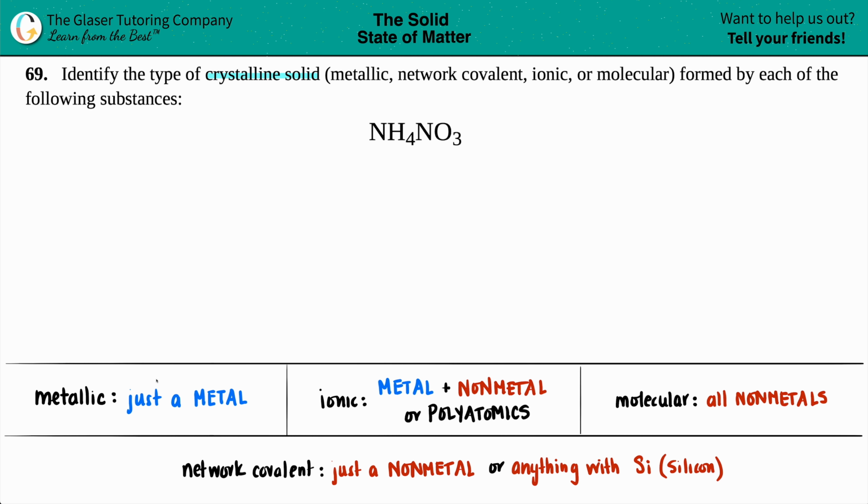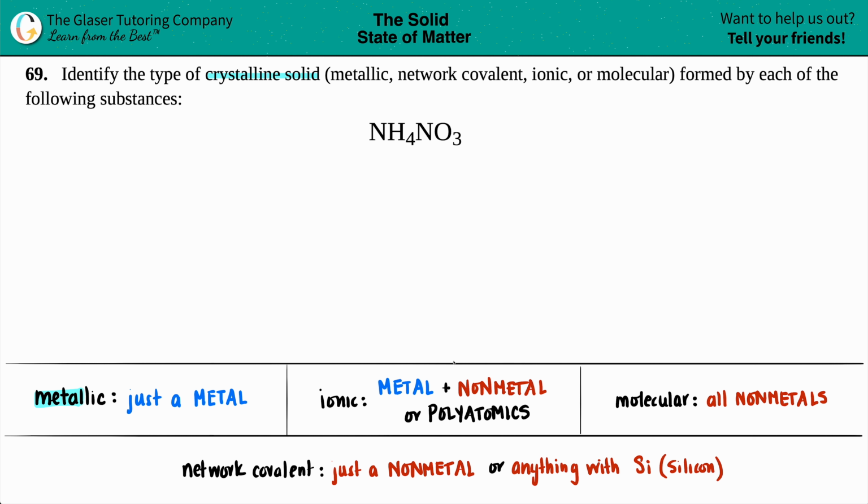Is it a metallic crystalline solid? Well, the word metal is in the word metallic. So in order to be a metallic crystalline solid, when it solidifies, you have to just see a single metal. But if I look at all the elements here, nitrogen, hydrogen, and oxygen, here's another nitrogen, but they're all nonmetals. I have no metals in my crystalline solid, so therefore it can't possibly be metallic. So I move on to the next one.